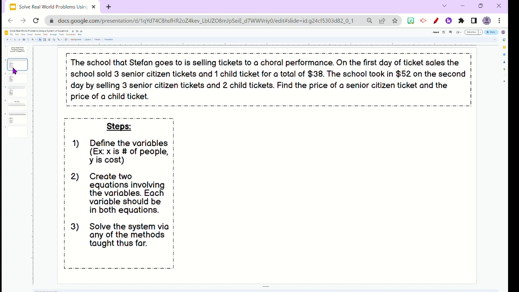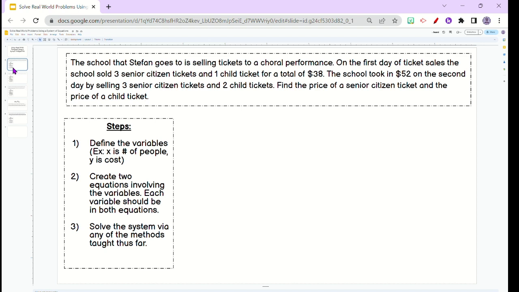The school that Stefan goes to is selling tickets to a choral performance. On the first day of the ticket sales, the school sold 3 senior citizen tickets and 1 child ticket for a total of $38. The school took in $52 on the second day by selling 3 senior citizen tickets and 2 child tickets. Find the price of a senior citizen ticket and the price of a child ticket.